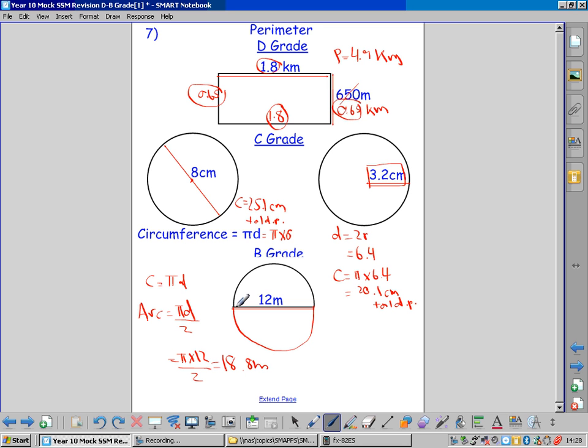But the perimeter, we need to include this. So once we've done that, we need to add on 12. Perimeter equals the length of the arc, 18.8, plus 12, which is going to equal 30.8 meters. The length of the arc, which is half the circumference, plus the 12 across there. That's a B grade question worth 3 or 4 marks.